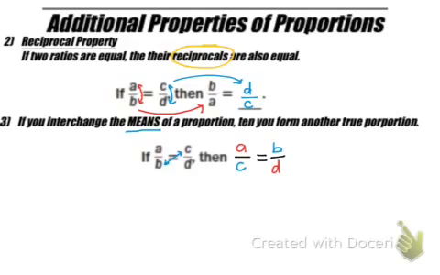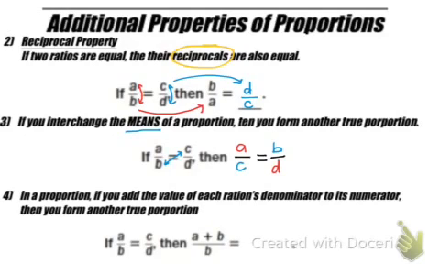Now the reason why you can do this is because the cross products are still the same. Because in multiplication, order doesn't matter. So b times c is the same thing as c times b. So you can switch those cross products, or those means, either way.